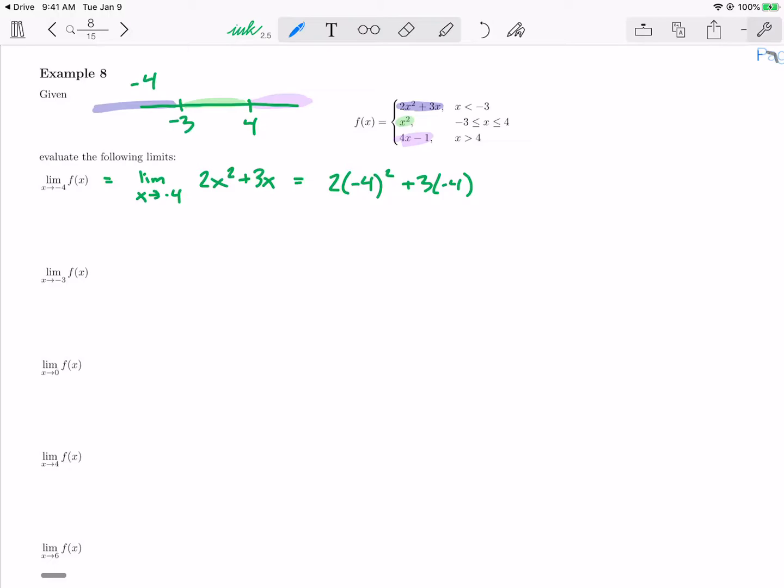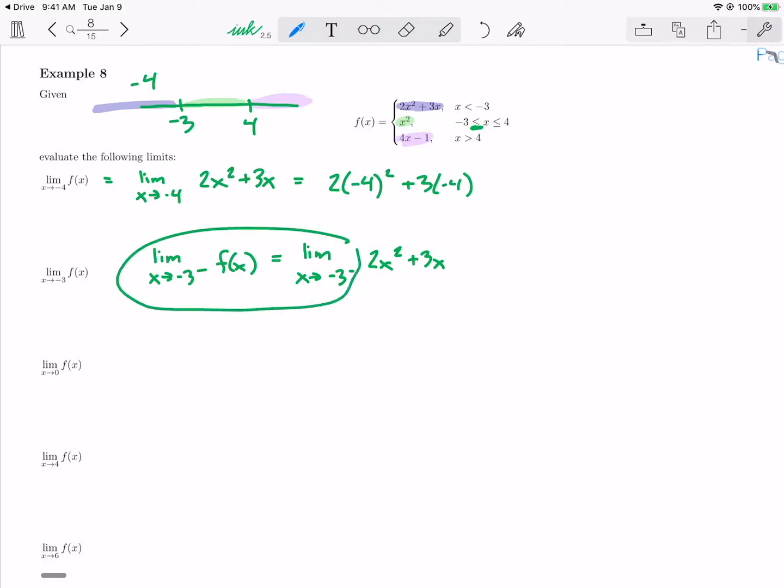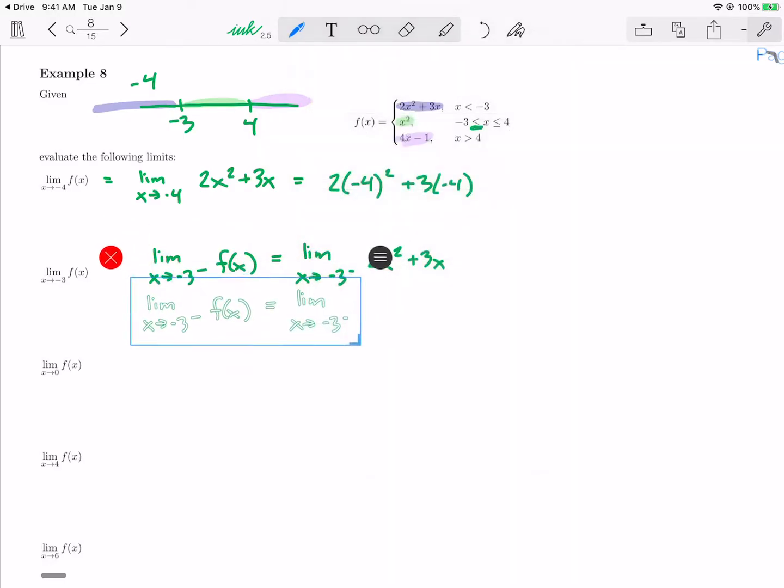Now, the function's value at negative 3, I would use the middle one because I have less than or equal to here. But since it's a limit, I have to actually compute the limit from the left and the right, since negative 3 is one of those places where it's splitting up. So for the limit from the left, I have to do the top piece, the 2x squared plus 3x. For the limit from the right, I have to use that middle piece, right?